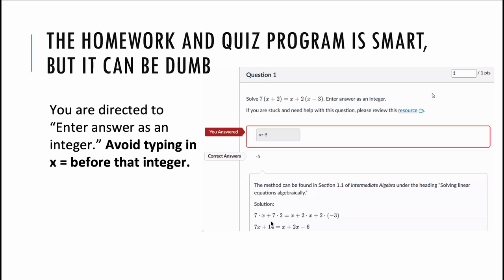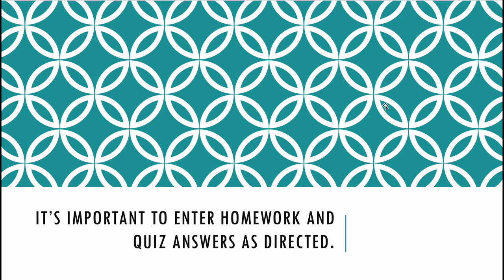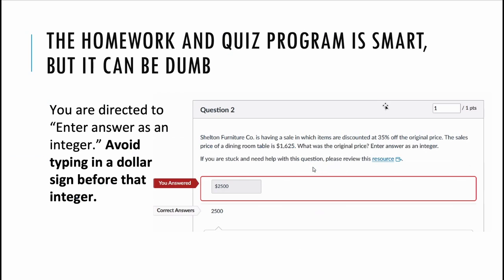If you're directed to enter answer as an integer, avoid typing x equals before that integer. So if the answer is -5, type -5. It's important to enter homework and quiz answers as directed, as this can avoid frustration in the class when you've entered an answer that is very similar to the correct one, but that the program will not accept. Again, the program is smart, but it can be dumb.